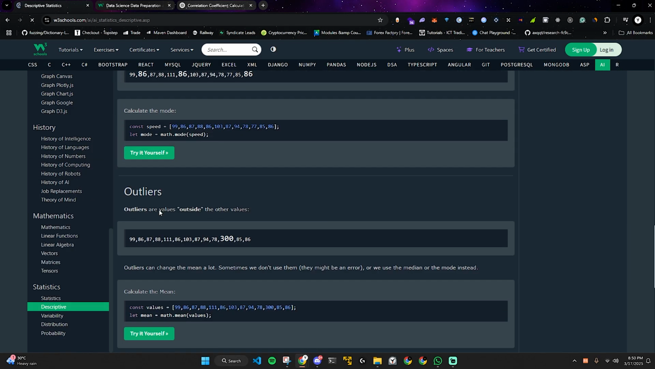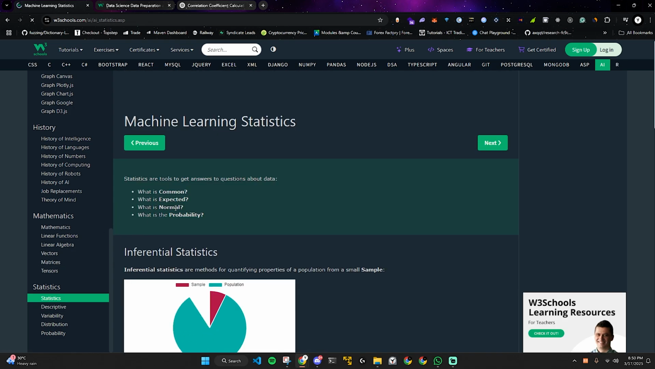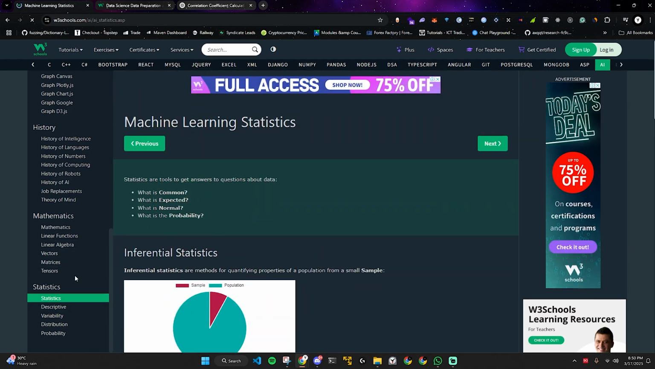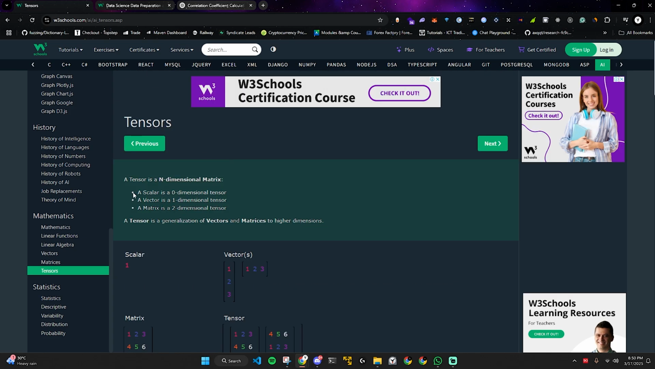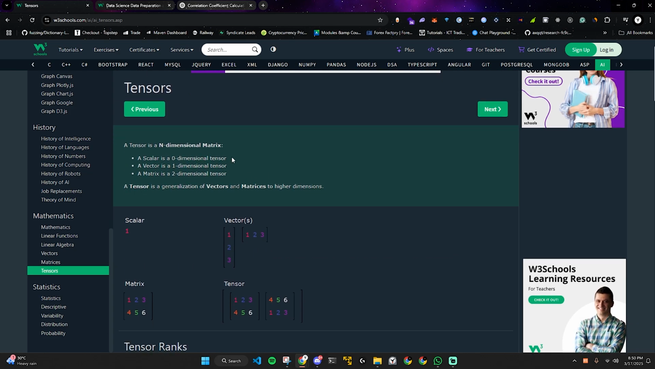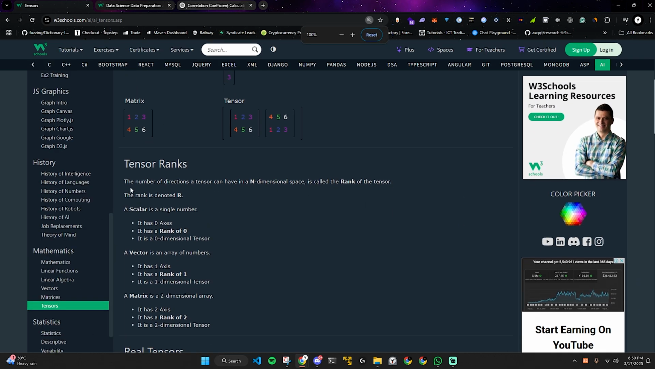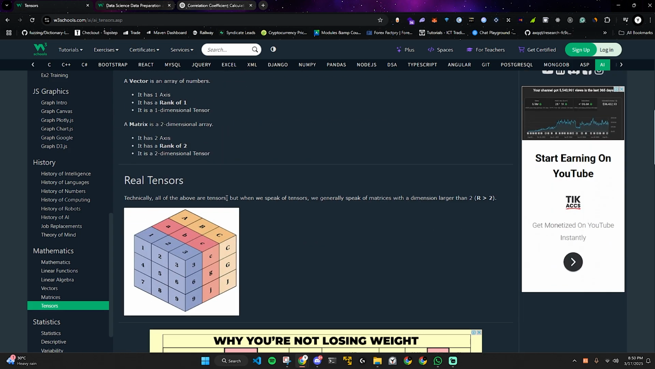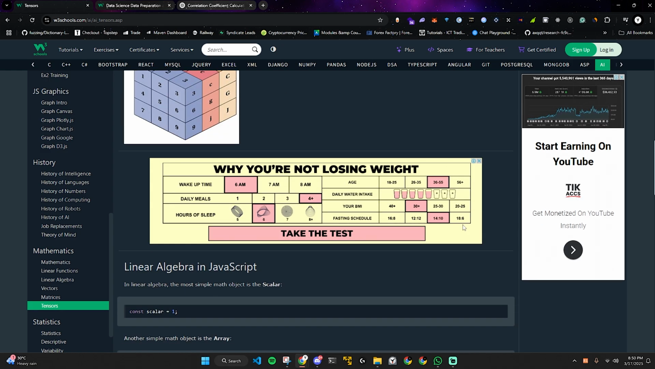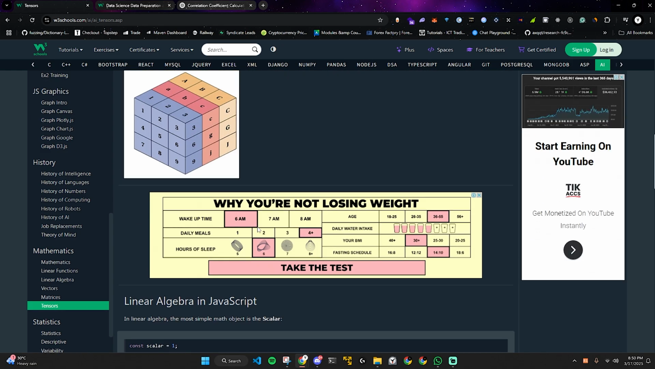And obviously we have the mean, mode, median, the usual stuff. Outliers, which are outside the usual values, like anomalies basically. And we have the matrices, and the tensors, which are n-dimensional arrays. So a tensor is an n-dimensional matrix, a scalar is a 0-dimensional tensor, a vector is a 1-dimensional tensor, and a matrix is a 2-dimensional tensor. The number of directions a tensor can have in n-dimensional space is called the rank of the tensor. Rank is denoted R, a scalar is a single number, and all of the above are tensors, but when we speak of tensors, we generally speak of matrices with a dimension larger than 2, right? Interesting. I'll refer to this again, so it goes in my head.